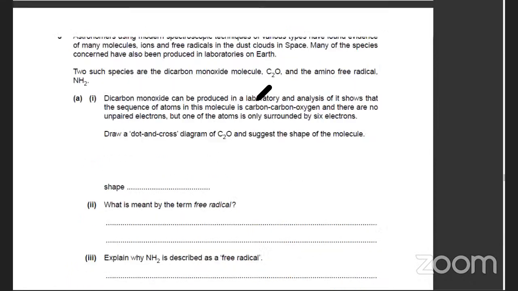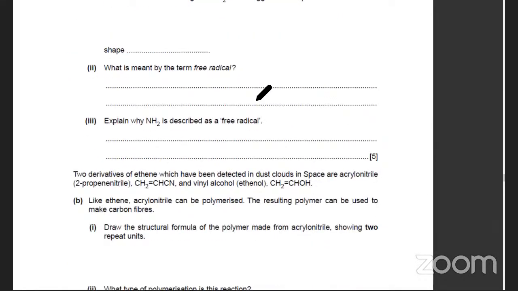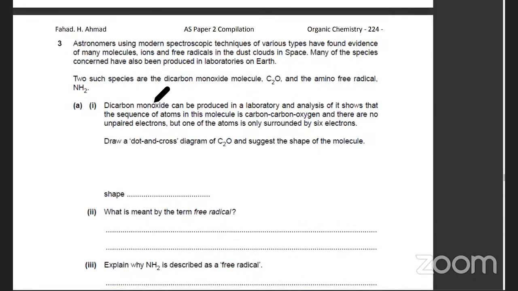I think we did this astronomer thing, but let's try and do this question again. Astronomers using modern spectroscopic techniques of various types have found evidence of many molecule ions and free radicals in the dust cloud in space.